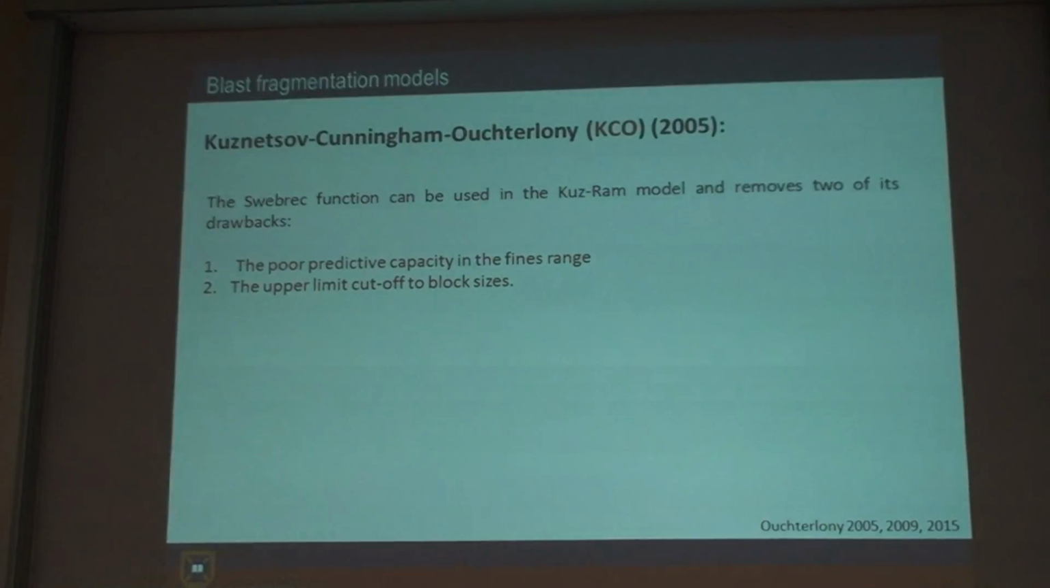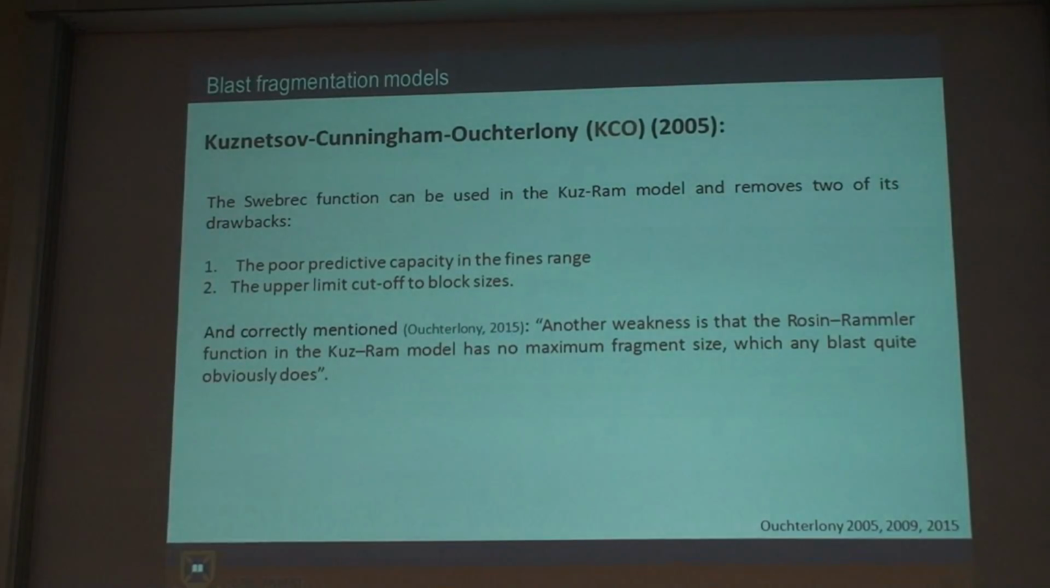In the Sorter function, can be used in the causal model and removes 2 drawbacks. The first drawback returns back to the estimation of fines. The first drawback can be removed because of the essence of the function. And the second one, for the upper limit cutoff to the block size, Oitelodi correctly says, another weakness is that the Rosen-Rommler function in the causal model has no maximum fragment size, which any blast quite obviously does.